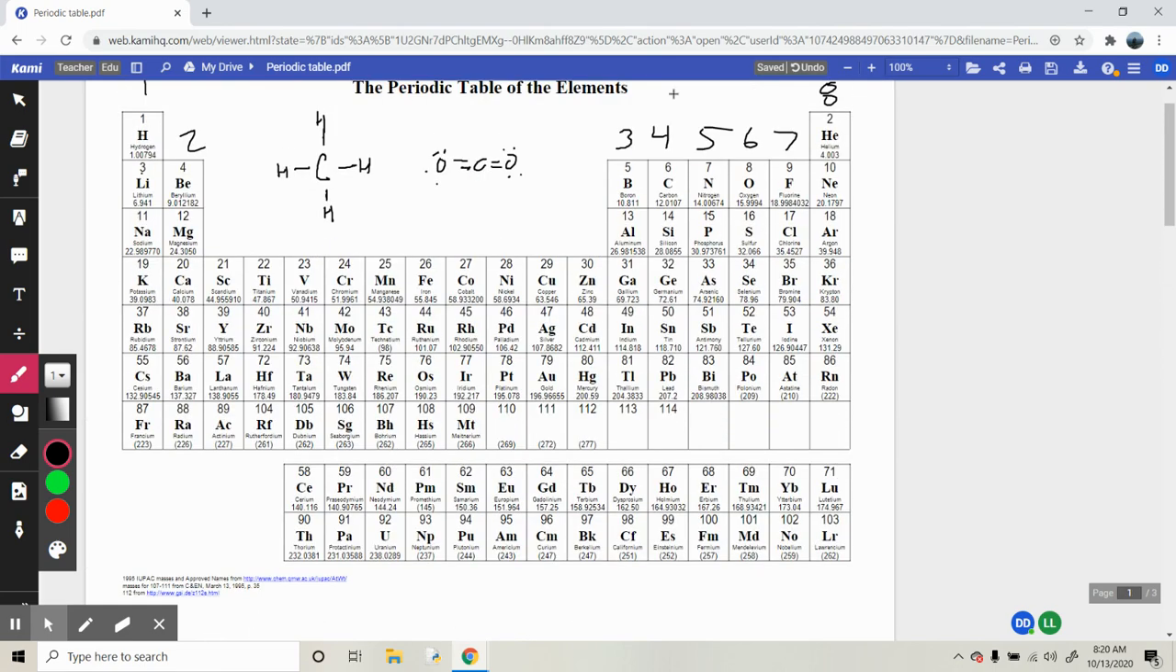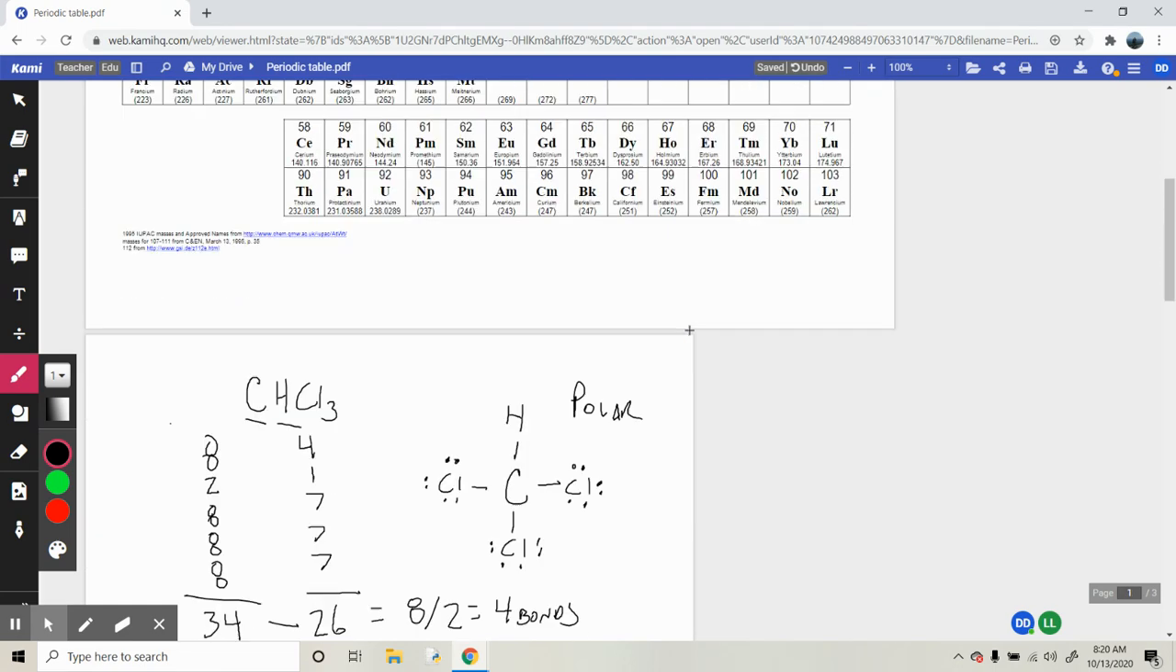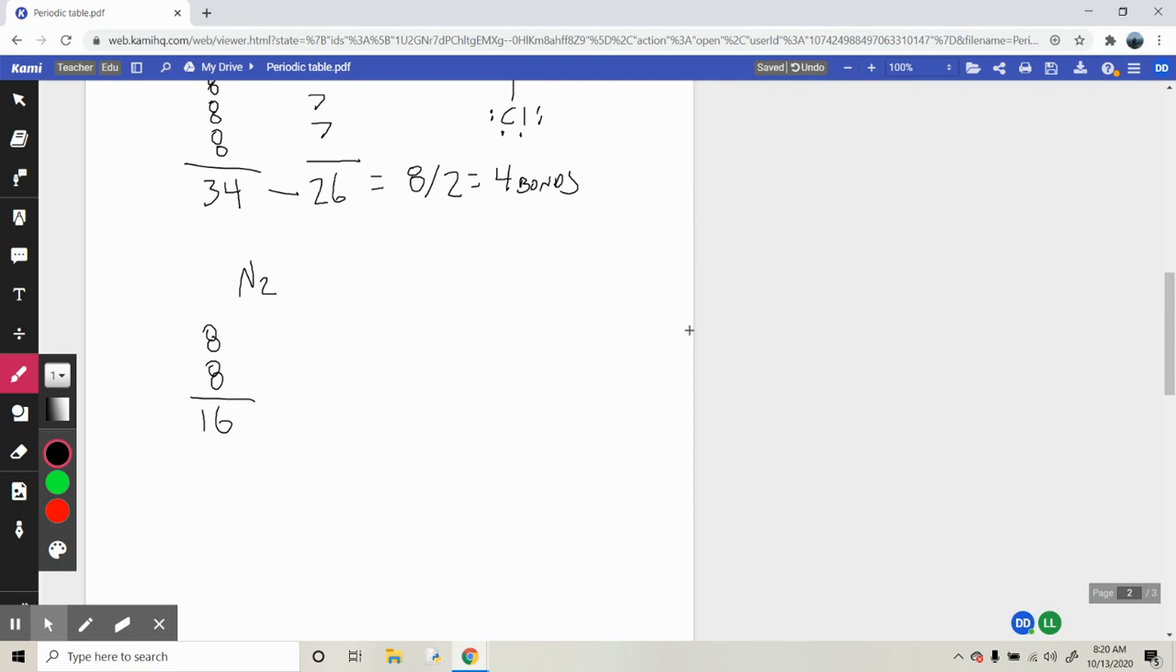Valence electrons, nitrogen likes 5. So let's do 5 and 5, which gives us 10. Subtract them. 6 bonding electrons divided by 2, that means we have 3 bonds. Okay? So we have nitrogen, and we have 3 bonds. Well, there's only one place for me to put those bonds. Right there, guys. Okay? Strongest bond, but it's also the shortest bond.